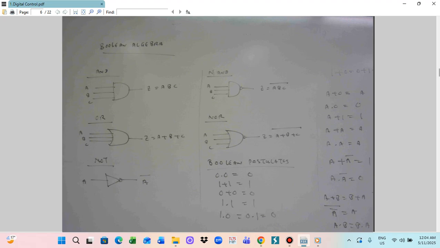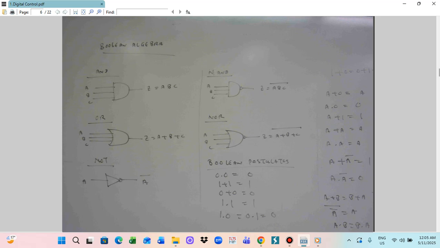Then we also utilize the Boolean postulates. Postulates means you have to remember the formulas to utilize Boolean algebra. This means that 0 multiply 0 is 0, 1 plus 1 is 1, 0 plus 0 is always 0, 1 multiply 1 is 1, 1 multiply 0 is 0, and 0 multiply 1 is 0. Similarly, 1 plus 0 and 0 plus 1 are also equal to 1.